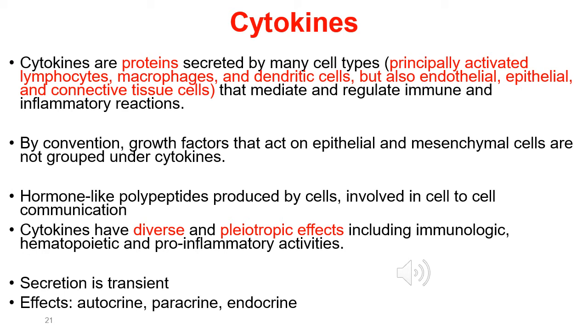Now, the next group of chemical mediators is the so-called cytokines. You need to know that cytokines is a generic term for proteins secreted by many cell types, principally activated lymphocytes, macrophages, dendritic cells, also endothelial cells, epithelial cells, and even connective tissue cells, which mediate and regulate immune and inflammatory reactions. So any protein secreted by these cells that has a role in immune and inflammatory reactions is called a cytokine.